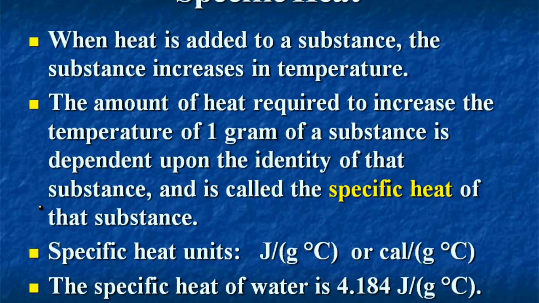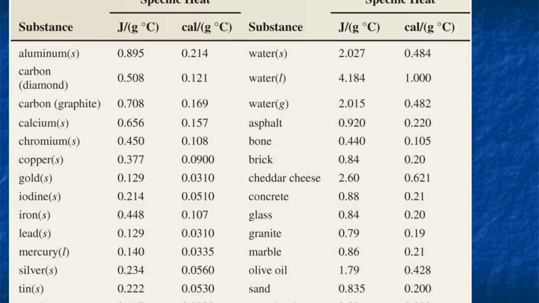And the specific heat of water, which is a constant, is 4.184 joules per gram degree Celsius, and we have some of the other substances and their specific heats, some of the chemicals and some of the stuff which we see in our day-to-day life. Left side is mostly chemicals, with specific heat given in joules per gram degree Celsius or calorie per gram degree Celsius. Right side is mostly the stuff we see.